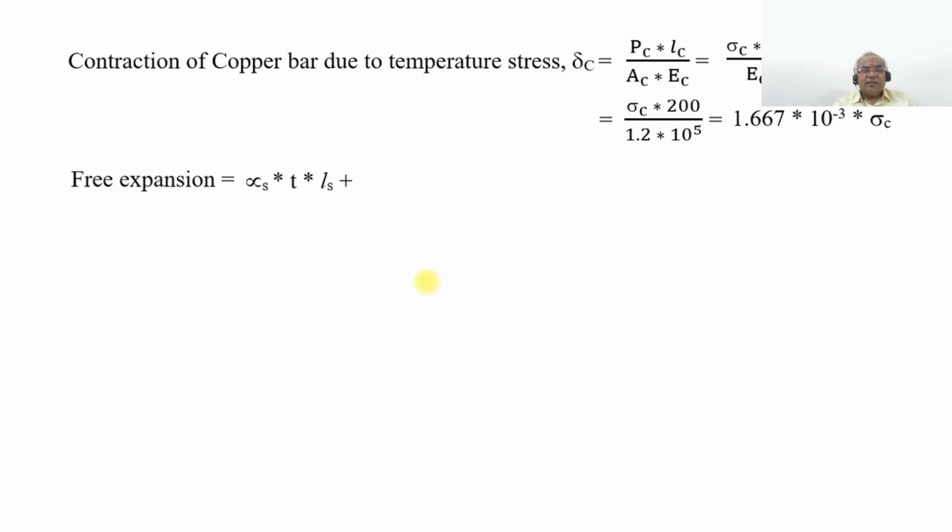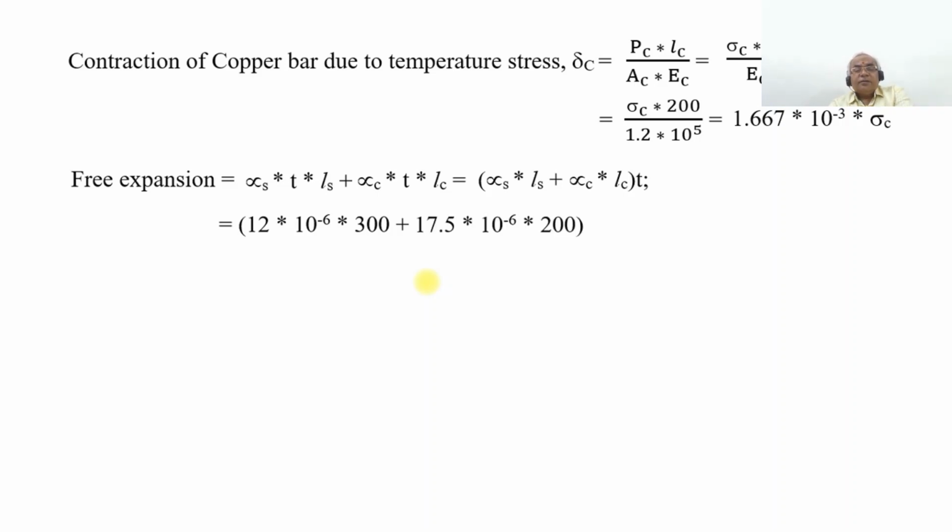So what is the free expansion? Alpha S into T into Ls plus alpha C into T into Lc. So take out the T as the common factor: alpha S into Ls plus alpha C into Lc, into T. So substitute the value of alpha S as 12 into 10 to the power of minus 6 into 300, that is length of steel, plus alpha C is 17.5 into 10 to the power of minus 6 into length of copper, which is 200. So multiplied by 40, because that is the temperature change. So free expansion will be equal to 0.284 mm.